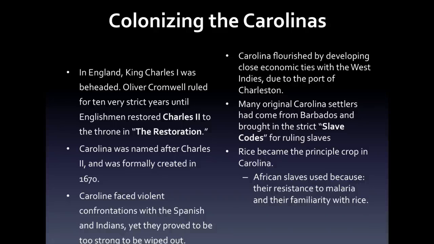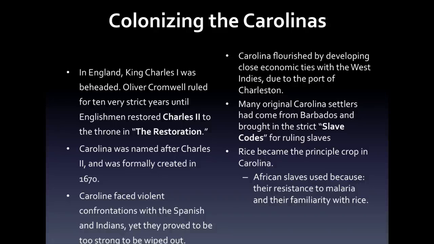Carolina was faced with violent confrontations with Spain and the Indians because they were one of the southernmost colonies, but they were very resilient, and no matter what they faced, they flourished. Because of how far south they were, they had close ties with the Indies because they had the port of Charleston. Many of the slave codes that I mentioned earlier were brought into the Carolinas.